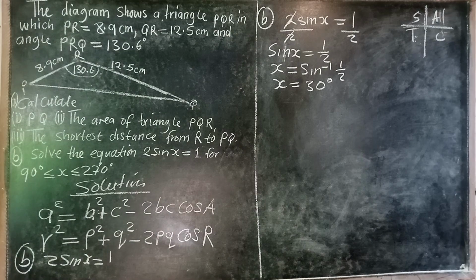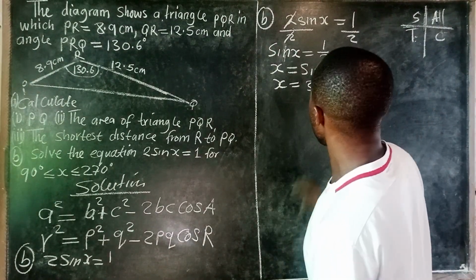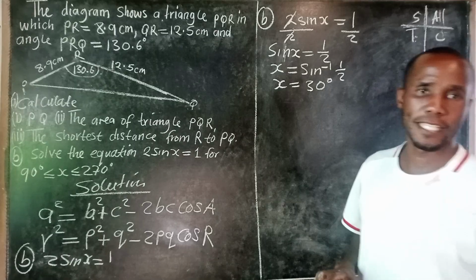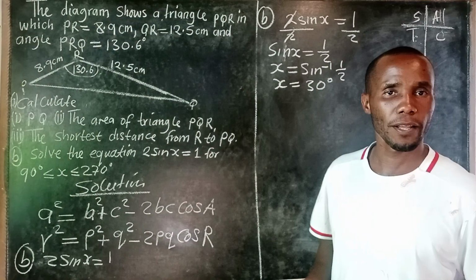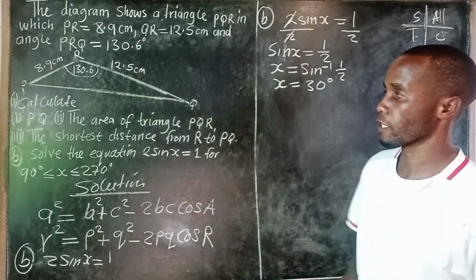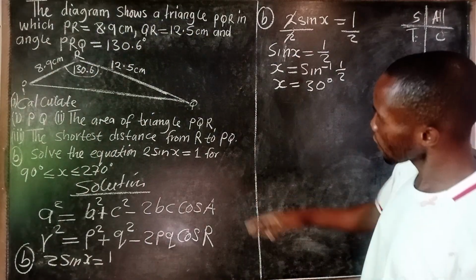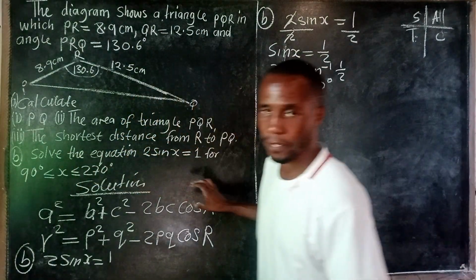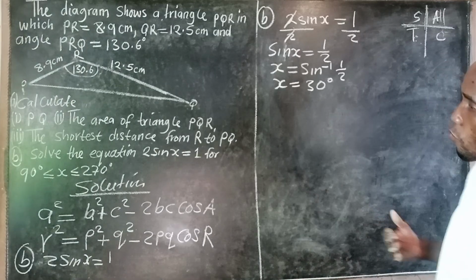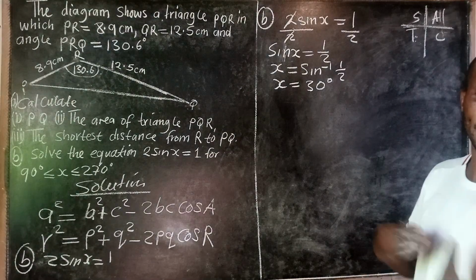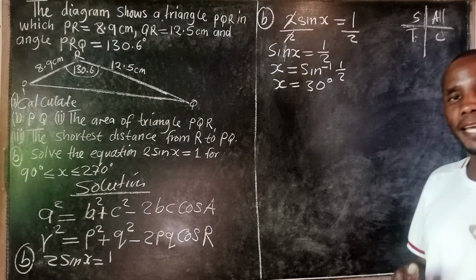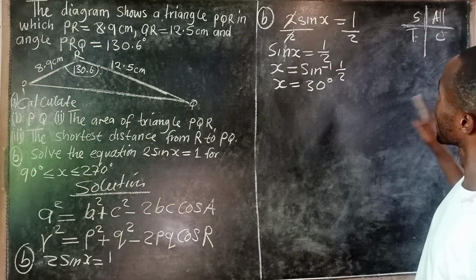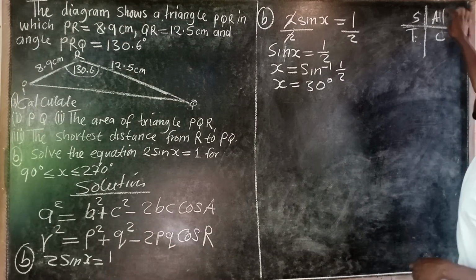One thing you must understand is that this degree you have found is just the reference angle, the one found in the first quadrant. Now you need to consider the range you are given, 90 up to 270. So it is the second quadrant and third quadrant. That is where you are going to get your answer from, not the first quadrant, where this 30 falls.